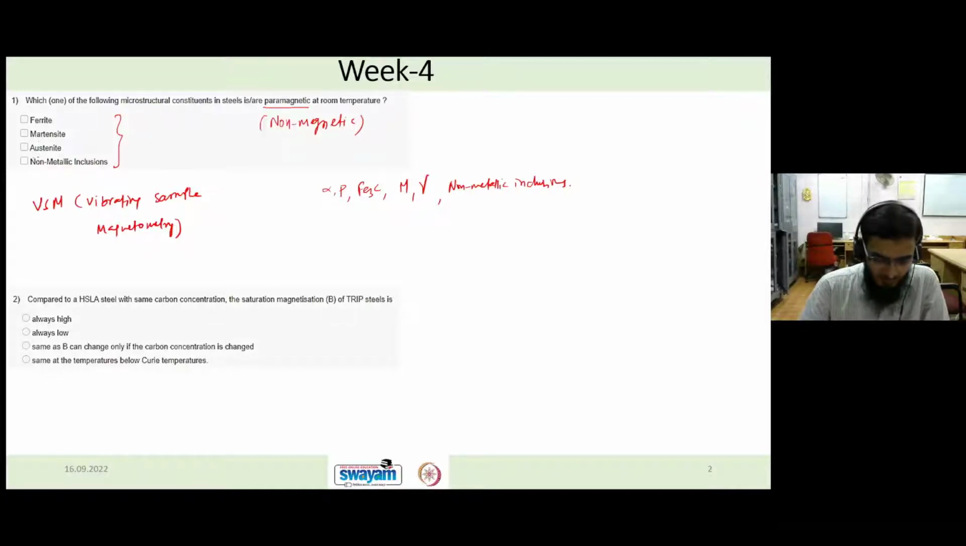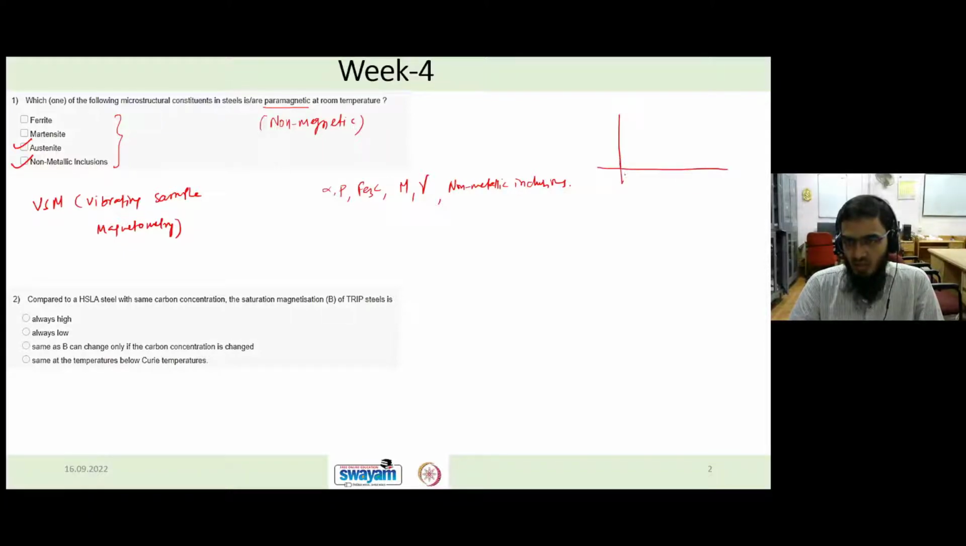So among these four, austenite and non-metallic inclusion, these two options are correct. That is, austenite and non-metallic inclusions are paramagnetic. So let's say you have a structure which is 100% ferritic, or ferrite plus some amount of martensite. Let's say the M versus H curve will look like this, and your saturation magnetization value is up to here.